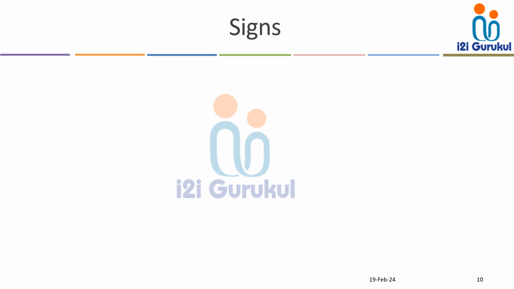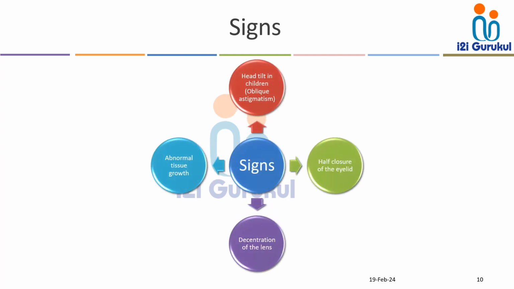clearly. And the second one is half closure of the eyelids, because they create a stenopic slit effect to see the objects clearer. So this is another sign you will see. And decentration of the lens, this is in rare conditions, and the disc appears oval in shape. So these are the symptoms and signs you will see in astigmatic conditions.